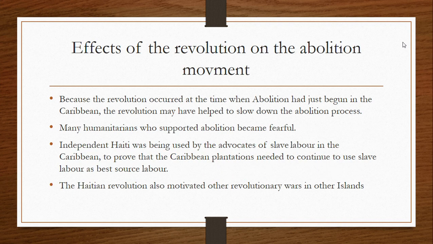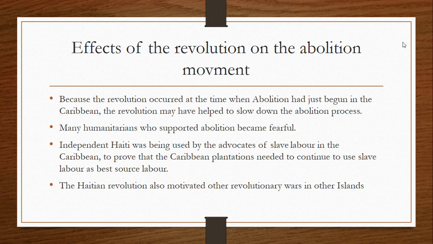Now, how did this affect the abolition movement? Because the revolution occurred at the time when the abolition movement was just about to begin in the Caribbean, the revolution may have helped to slow down the abolition process. It was an 11-year war. It was long, it was brutal, it was violent, as described by many historians, and this slowed down the process.